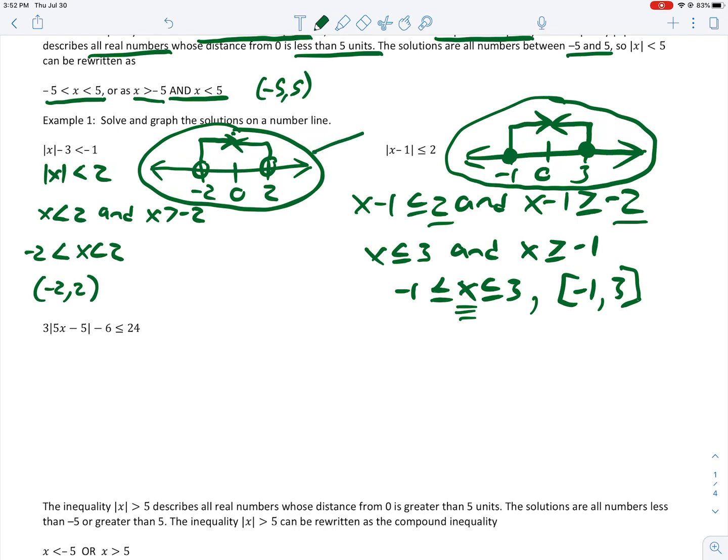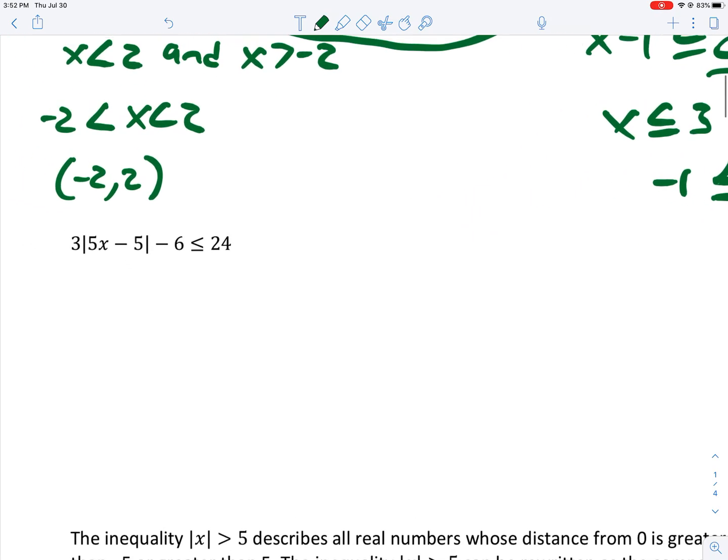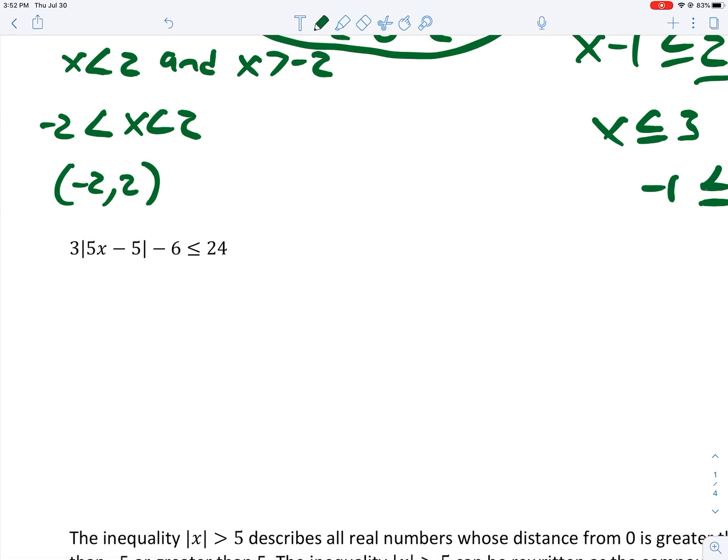And again, notice you get the same diagram. Every time it's a less than symbol, these are going to be the same. The only thing that's going to be different are the numbers and whether they're open or closed dots. Otherwise, they're still going to always go towards each other.